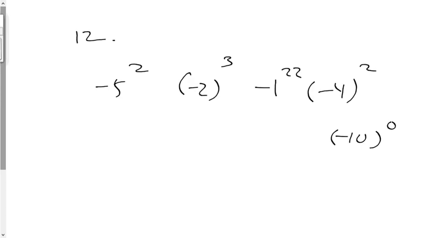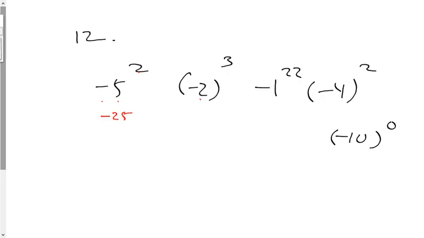Question number 12 says arrange these powers. Arrange these powers, there's 5 of them, in descending order of value. So what we're going to do, I'll grab my red marker here. I'm just going to simplify all of these. I know this says the opposite of 5 squared, so standard form will be negative 25.